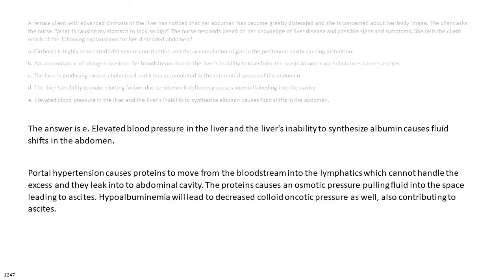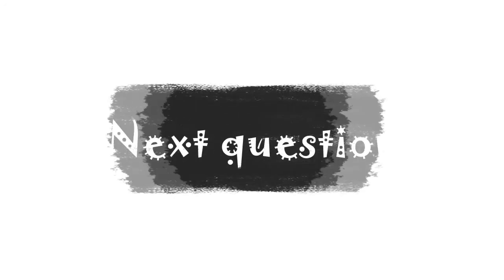The answer is E. Elevated blood pressure in the liver and the liver's inability to synthesize albumin causes fluid shifts in the abdomen. Portal hypertension causes proteins to move from the bloodstream into the lymphatics which cannot handle the excess, and they leak into the abdominal cavity. The proteins cause an osmotic pressure pulling fluid into the space, leading to ascites. Hypoalbuminemia will lead to decreased colloid oncotic pressure as well, also contributing to ascites.